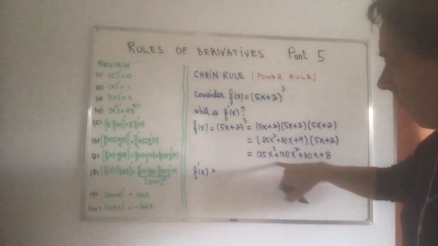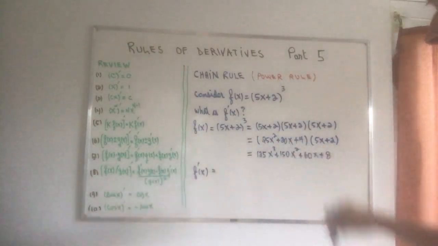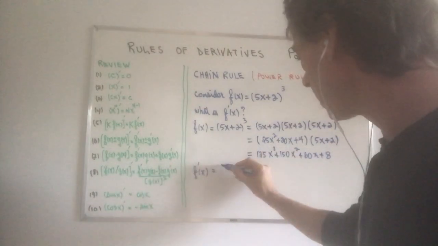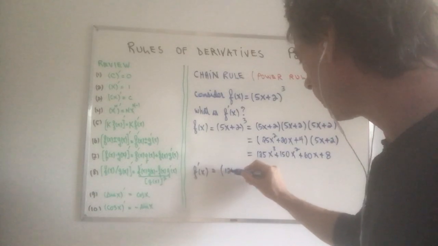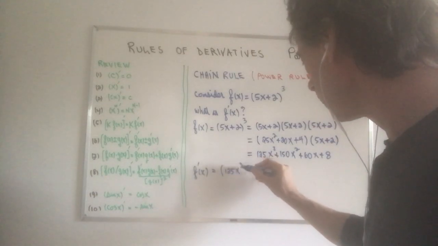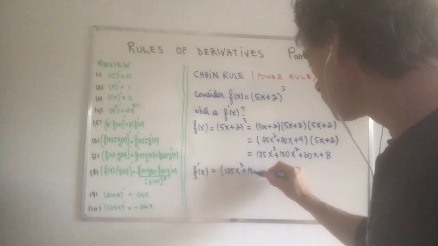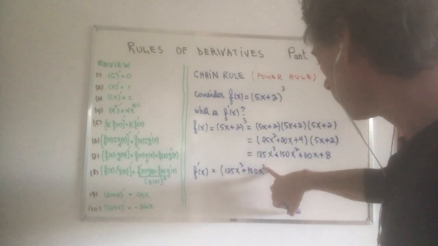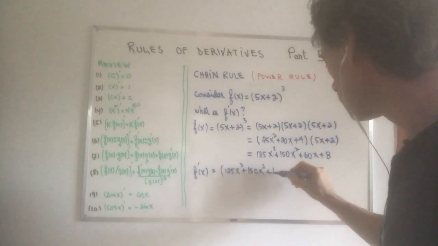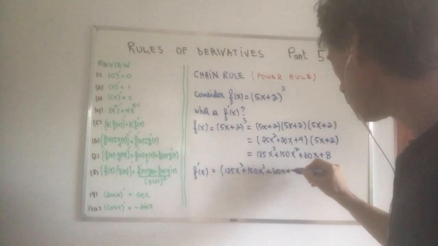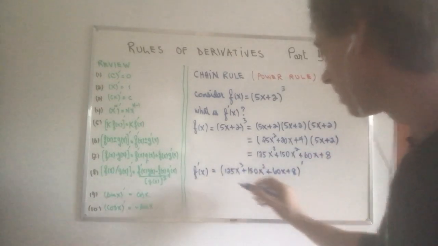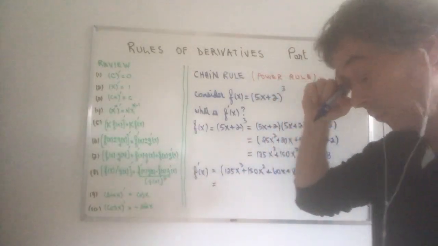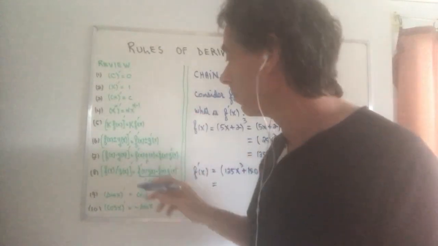So this is f. Now to find f prime, I need to prime this guy. So to prime this guy, I need to prime 125x cubed plus 150x squared plus 60x plus 8. I need to prime this. How are we going to do that? Well, this is where we can actually look at the rules we have on the whiteboard and decide which one applies.